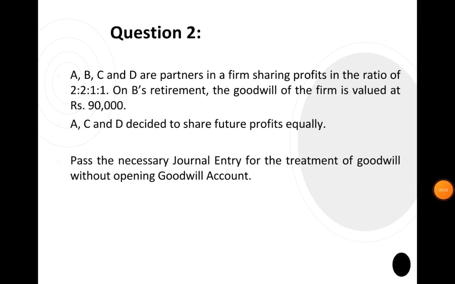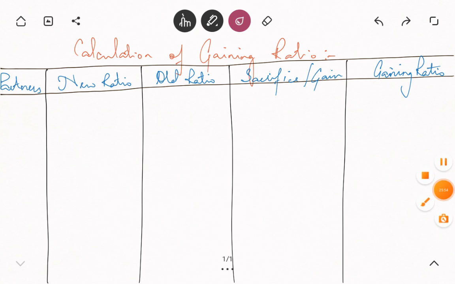So in order to solve this question, firstly, we have to calculate the gaining ratio. Then after we calculate the gaining ratio, we also have to calculate B's share in the goodwill of the firm. And then we have to calculate how they are going to be adjusting the share of goodwill in the future of the firm. And then we can move on towards the journal entry for this particular sum. So firstly, as we said, we should first calculate the gaining ratio.